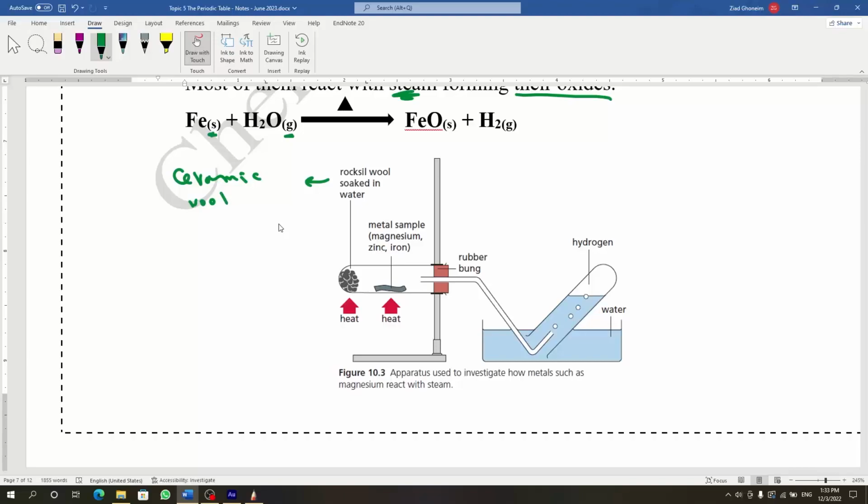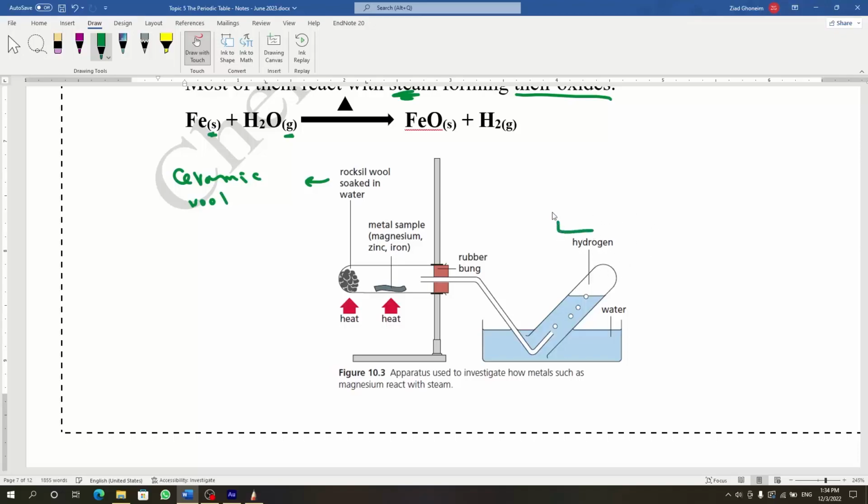Heat is applied below the ceramic wool because we are trying to evaporate the water and turn it into steam, and below the metal itself because one of the conditions of this reaction is that the metal sample we have should be hot. Another question is, why is hydrogen collected above water?